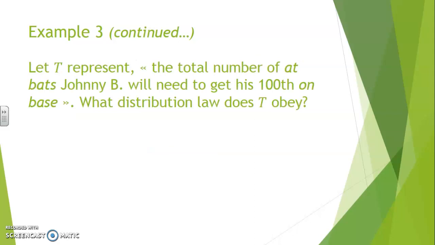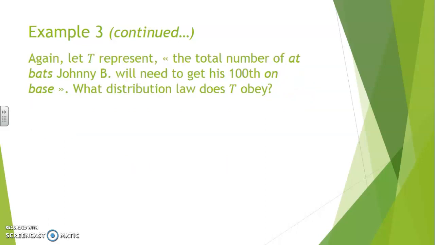Now, let's represent T as the total number of at-bats Johnny B will need to get his 100th on base. What distribution law does T obey? This time, we're discussing a negative binomial because trials will lead to a first success and then eventually to another, and we're counting total successes or total number of trials until 100 successes are finally attained.